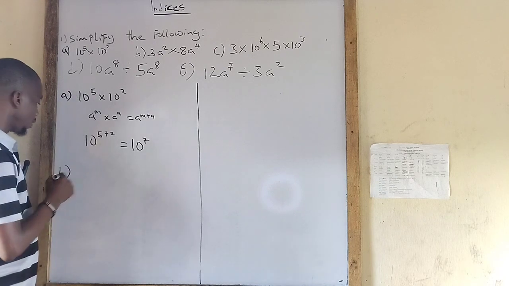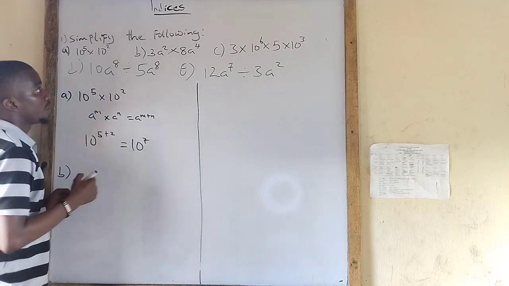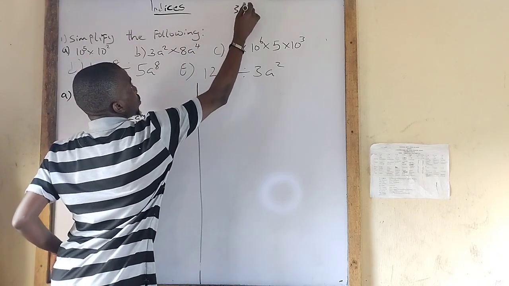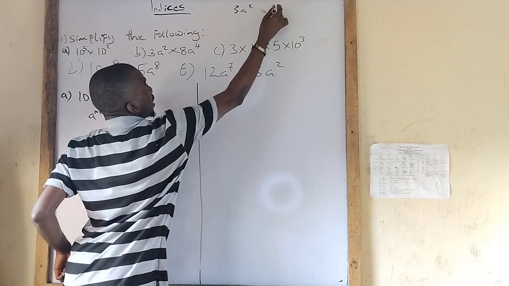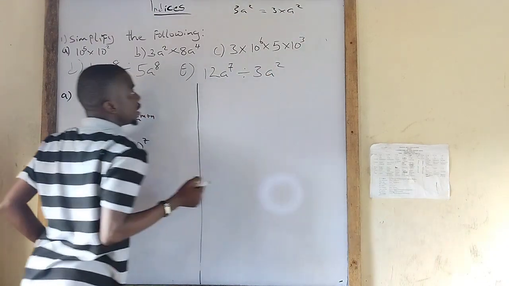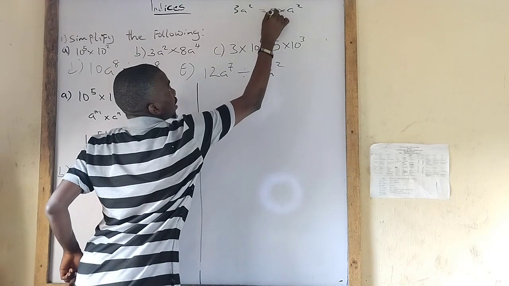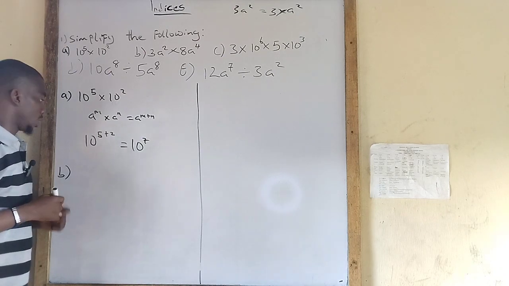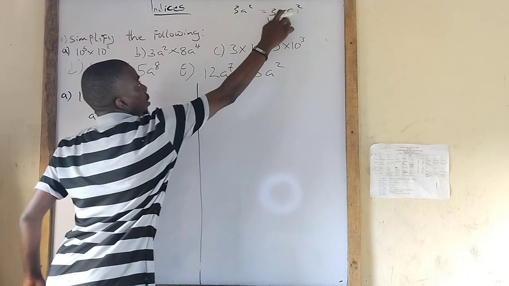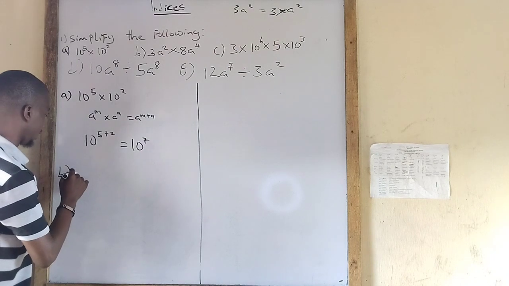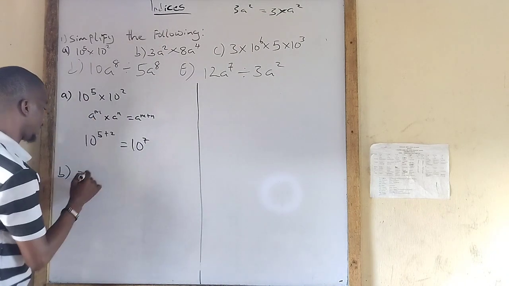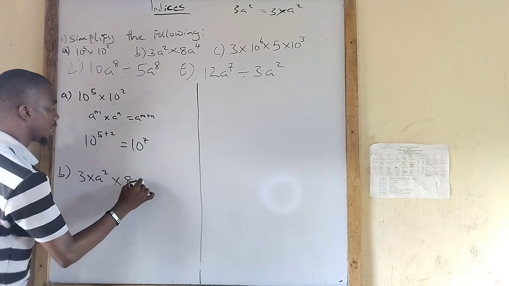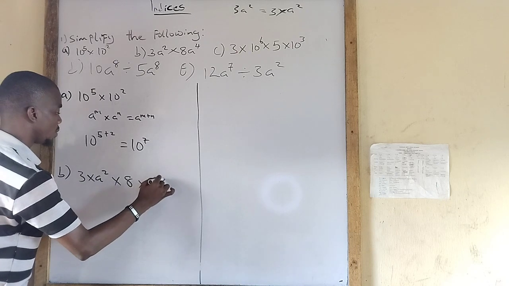So moving forward, we know that 3a squared can be written as 3 times a squared. Right? 3a squared can be written as 3 times a squared. So now we'll split this. Splitting this, we have 3 times a squared, times 8 times a raised to the power of 4.